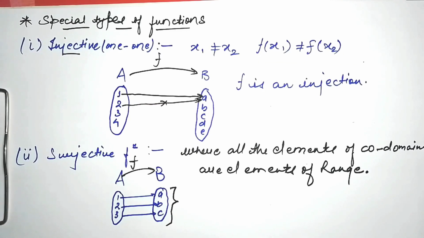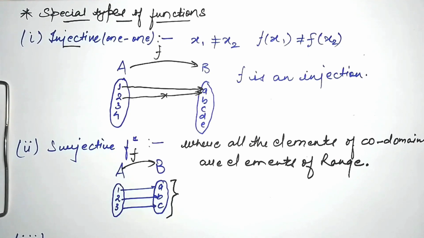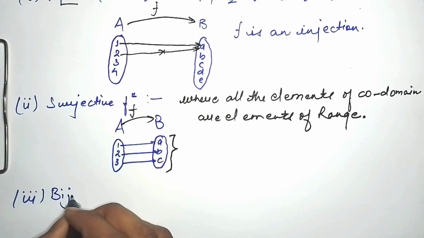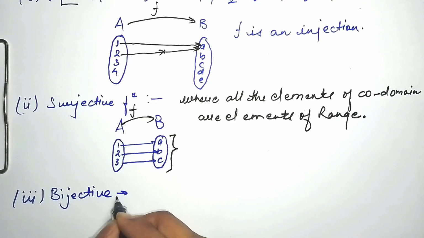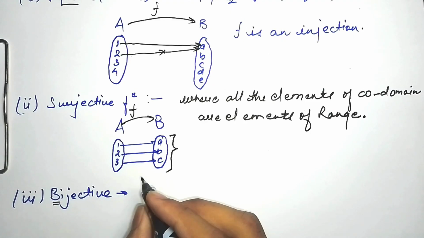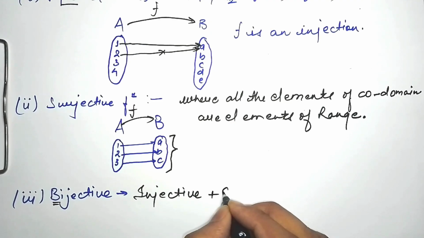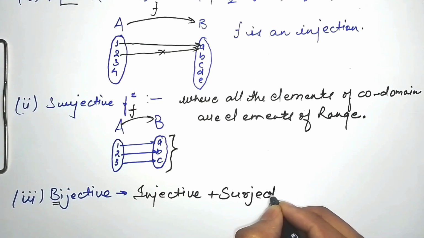These were the two types of functions. Now there is one more type of function which we call the bijective function. Here comes the word bi. Bi is used when there are two things. So a bijective function is a function which is both injective and surjective. I hope this is clear.